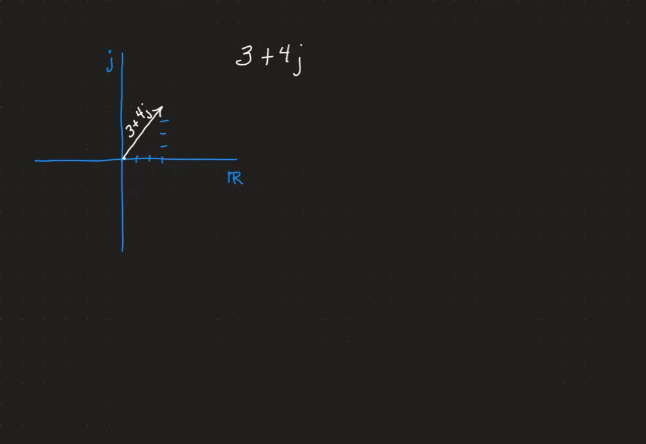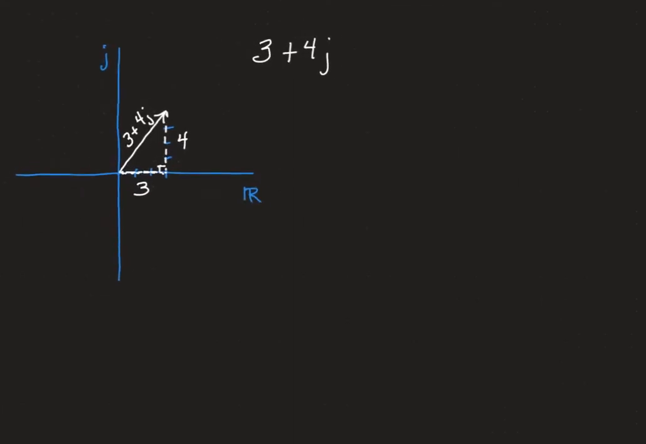Now, looking at this graph, we could complete a reference triangle here, right? And if we do that, we see that our x component, or in this case our real component, is 3, and our imaginary component is 4. But let's look a little closer.